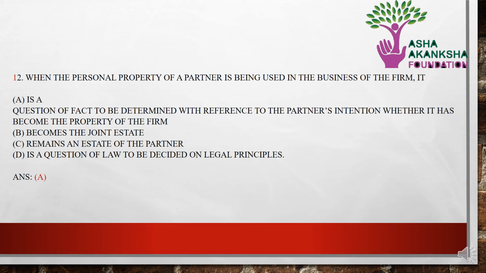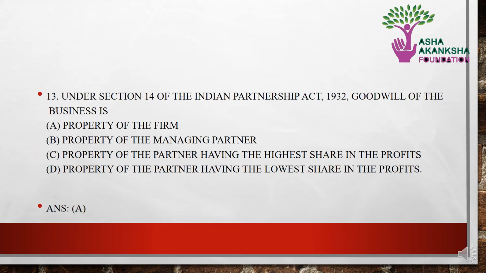The next question is, under Section 14 of the Indian Partnership Act 1932, the goodwill of a business is, options are A, the property of the firm, B, the property of managing partner, C, the property of the partner having the highest share in the profits, or D, the property of a partner having the lowest share in the profits. The correct answer to this question is, the goodwill of a business is the property of the firm.